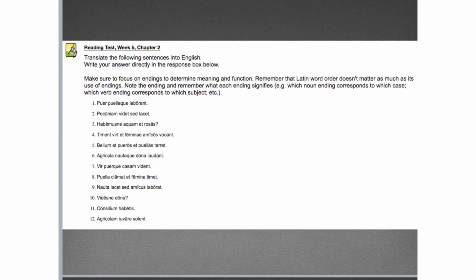And finally, take a look at this week's summatives. We're translating sentences, and this is your first real opportunity to focus on endings and to think about those nominative, accusative, and how each ending works. So if we look at number 1, both puer and puella are nominatives. That -que is a conjunction meaning and. So what we have here is a compound subject, and you'll note from last week that the -nt ending on the verb is plural, and that is because of the compound subject. So, the boy and the girl work.